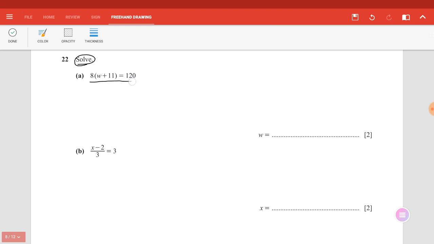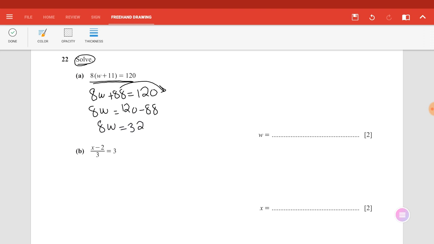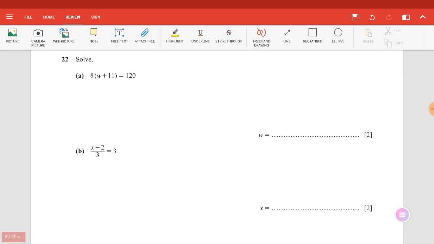Solve first. You need to expand 120, so 8w equals 120 minus 88, which is 32, w equals 4. Now you need to multiply to get rid of the denominator. Multiply it by 3. x minus 2 equals 9, so x equals 11.